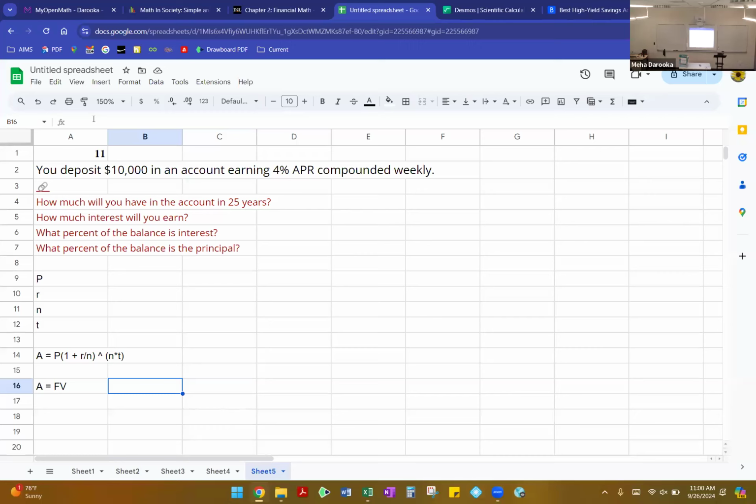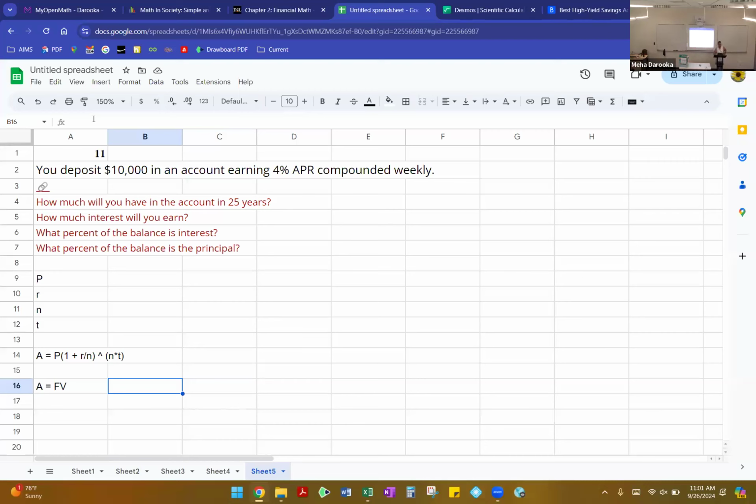Have the answer for part A, what would we have after 25 years? What's the formula typed in there, the P times 1 plus R over N to the power of NT, or of course, if you are using a spreadsheet, then you can also use the FV function to come up with that.